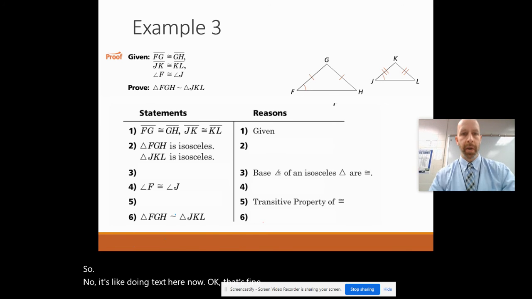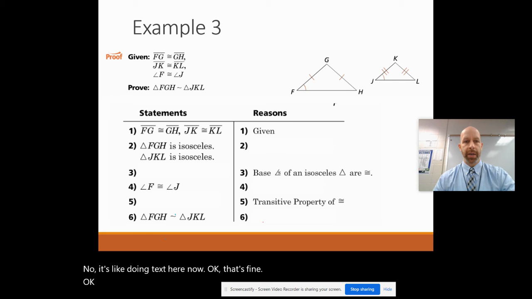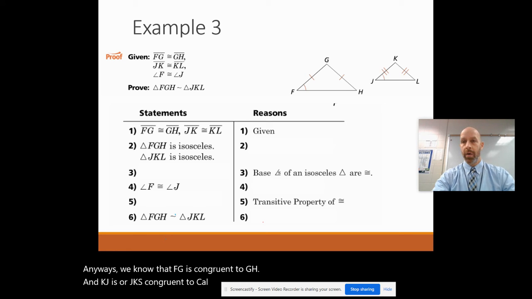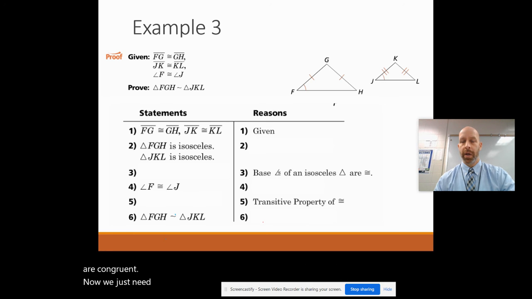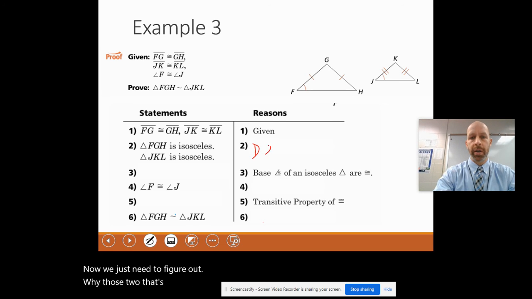Anyways, we know that FG is congruent to GH, and JK is congruent to KL. That's given. So we've got our pictures marked here that those are congruent. Now we just need to figure out why those two. Oh, that's just the definition of isosceles triangles.